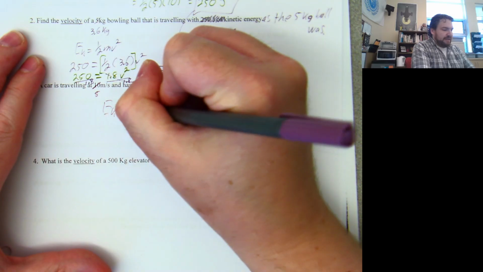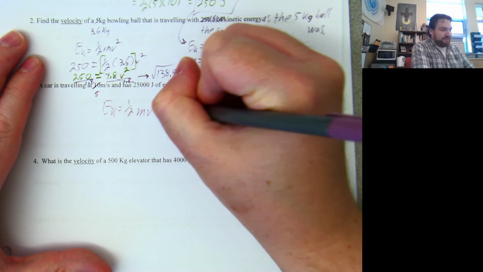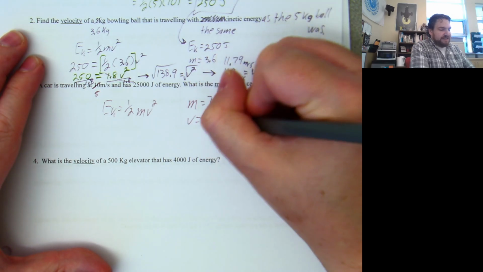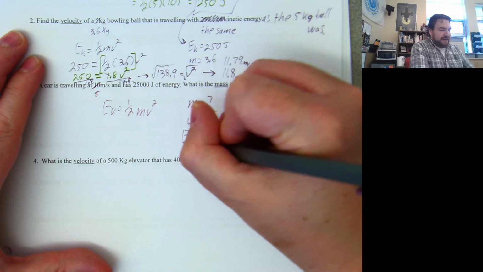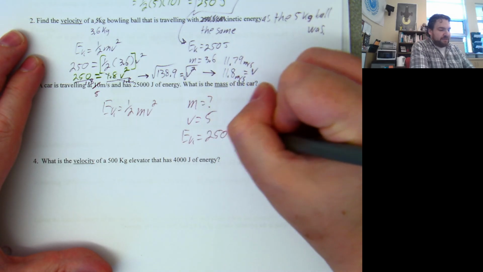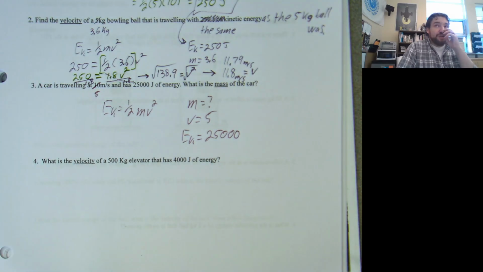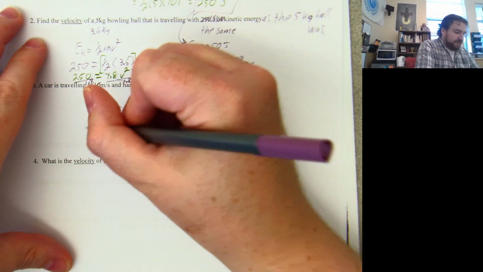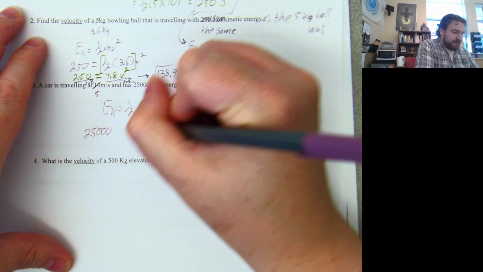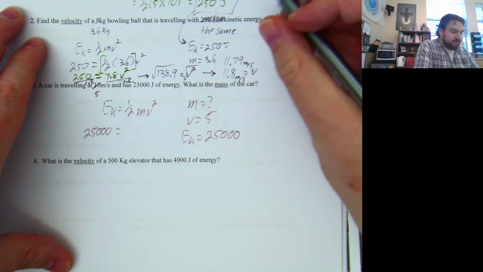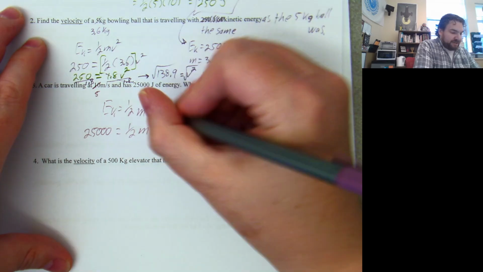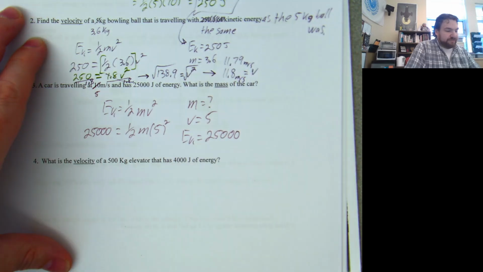EK equals half mv squared. The mass, we don't know. The velocity is 5. The kinetic energy is 25,000. So now we're going to plug these values in and find M. 25,000 is going to equal 1/2 times M times 5 squared.